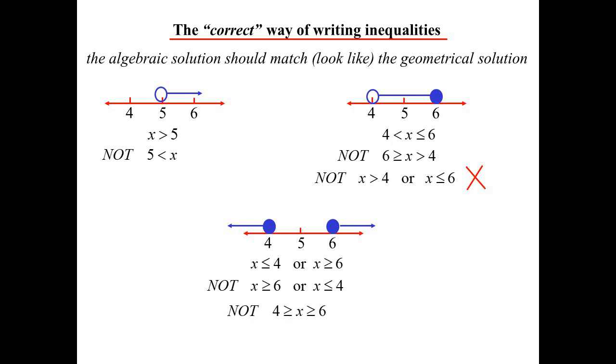And I certainly wouldn't do something like this, and I've seen this before. Oh yeah, I'll write it like that. Again, that one is just plain wrong. 4 is greater than or equal to x, which is greater than or equal to 6. Well, how is that possible? How can 4 be greater than or equal to x, but x is greater than or equal to 6? There's no numbers that do that. That's impossible.